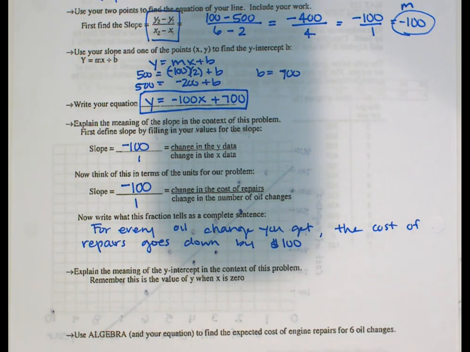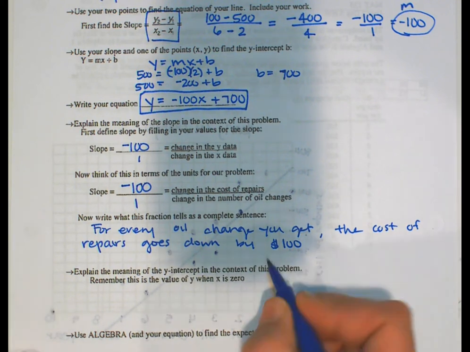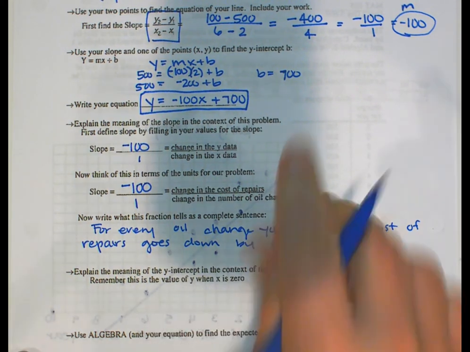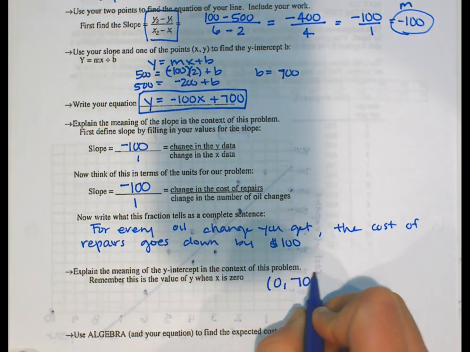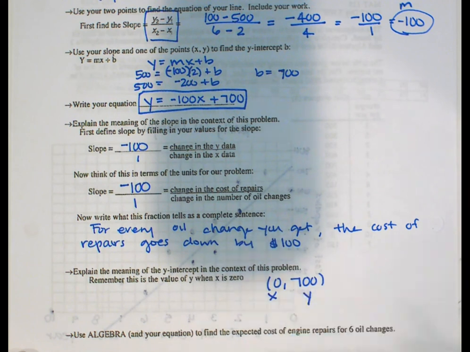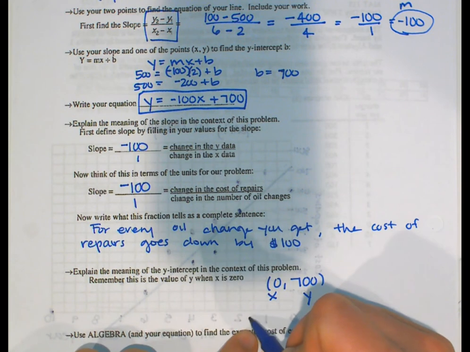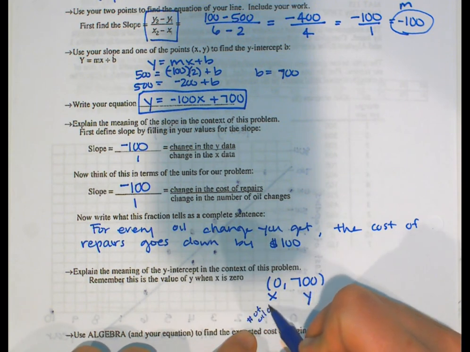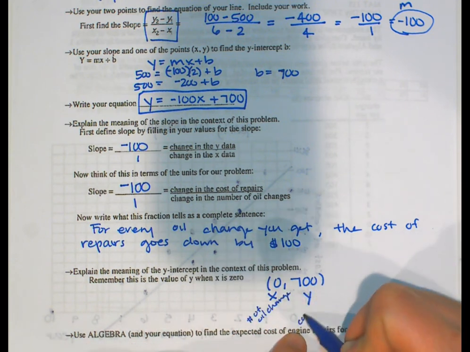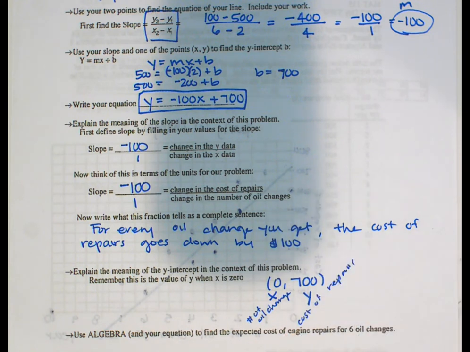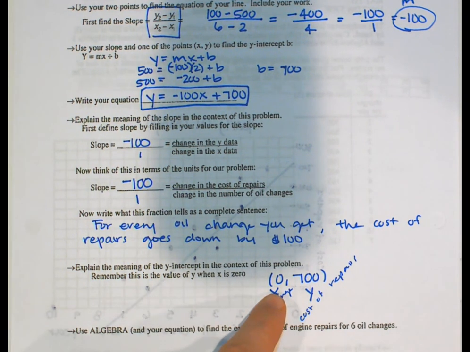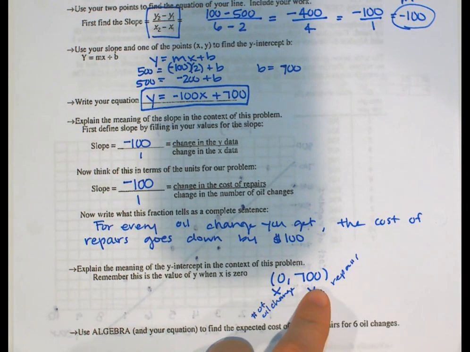So then it wants us to explain the meaning of our y-intercept in the context of the problem. That's the y value when x is 0. So we found our y-intercept to be 700. So that's (0, 700). Your x value is 0. Your y value is 700. Now remember, x represented your number of oil changes, and y represented your cost of repairs. So what this means is if I got 0 oil changes, I would expect to pay $700 in repairs.